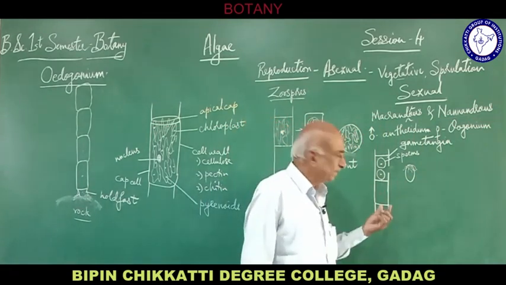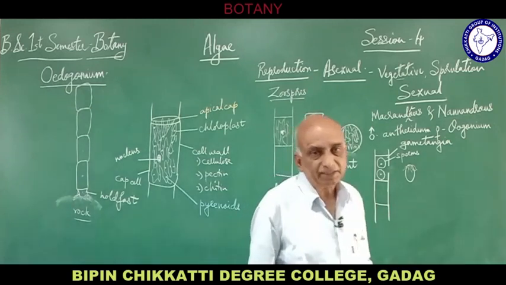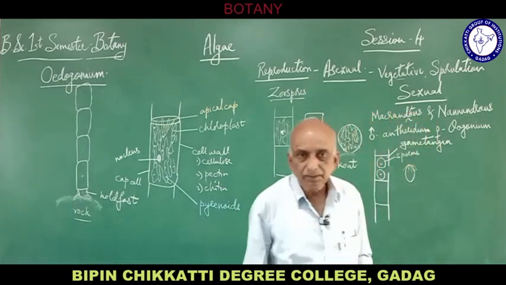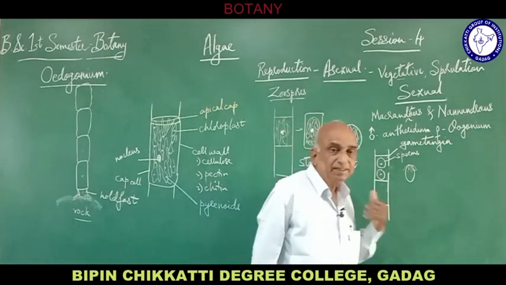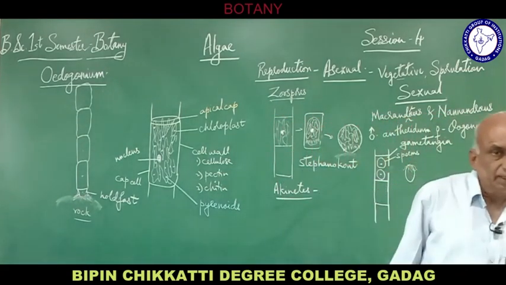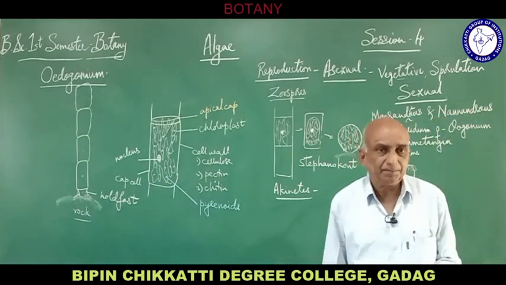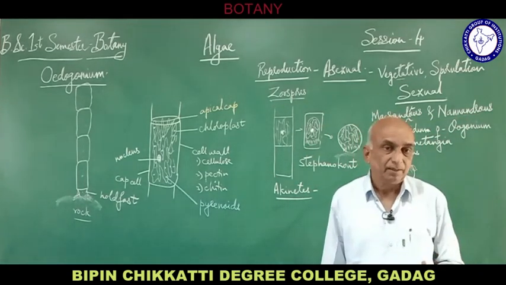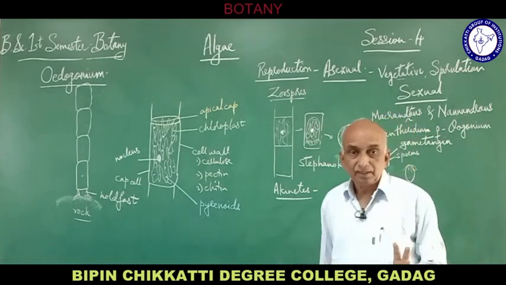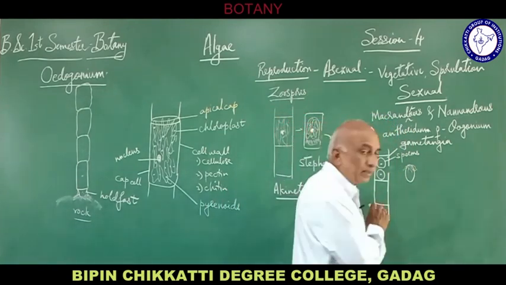Now next, if you come to the oogonium, the female gametangium functions as the oogonial mother cell. So any cell of the filament, it is the female gametangium and it is called the oogonial mother cell. This oogonial mother cell divides mitotically to produce two cells.